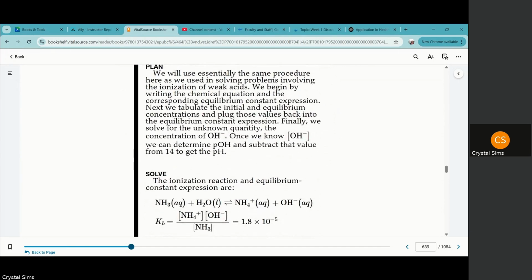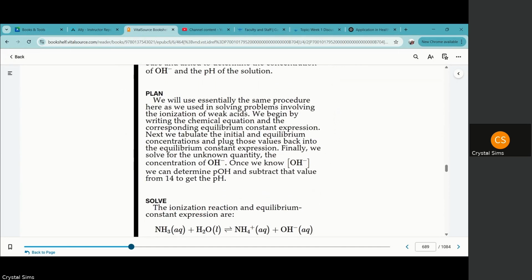So first things first, we have to get our ionization reaction. We're going to start with the base that we were given, NH3. Now, with these calculations, you'll notice we've added something here that we did not have with our acids. We have water as a reactant.